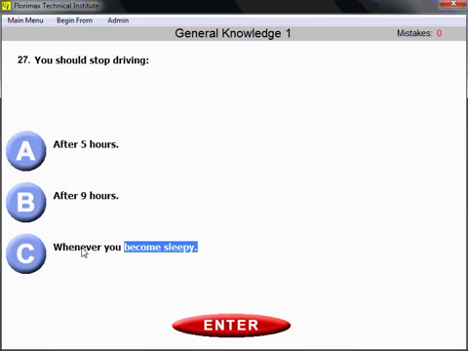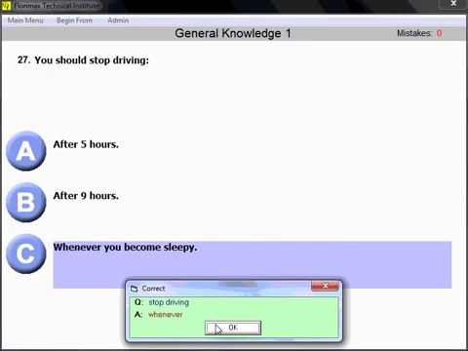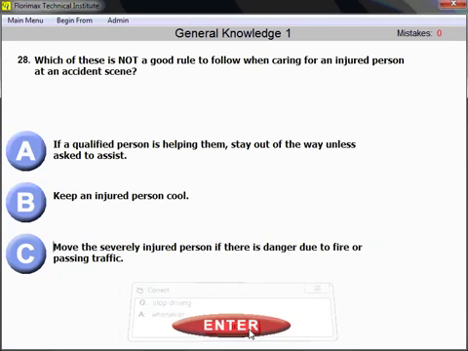Stop driving. Not after 5, after 9 hours, after 1 hour, 13, and, well, doesn't matter. The other choices could be given to you, but the right answer would be: whenever you become sleepy, please stop driving. And again, the point is safety.